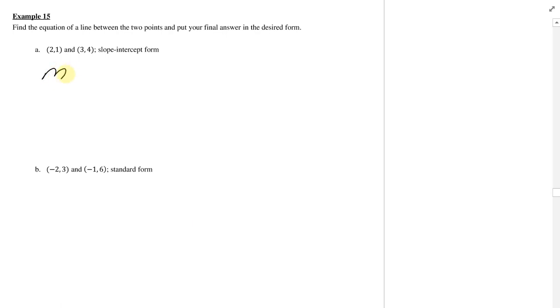Okay, so first I'm going to find the slope. So this will be 4 minus 1 over 3 minus 2. So this is 3 over 1, so this is 3. And then, let's see, I'll use my y equals mx plus b form.